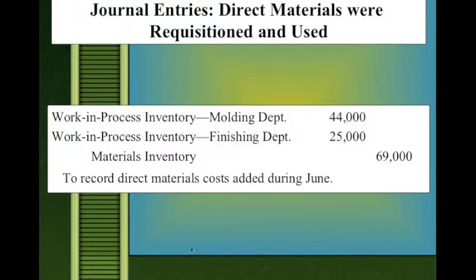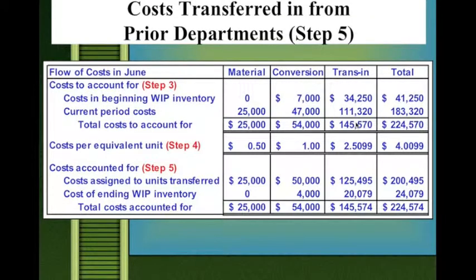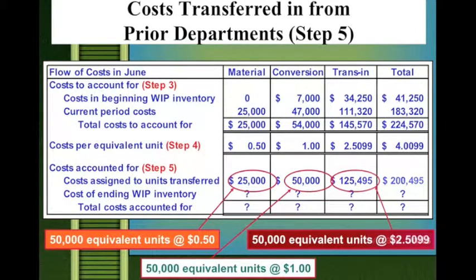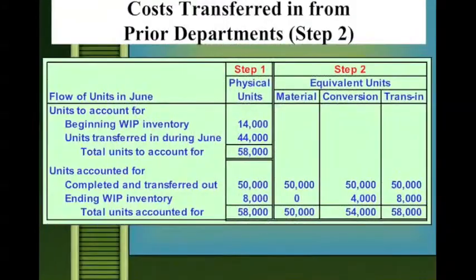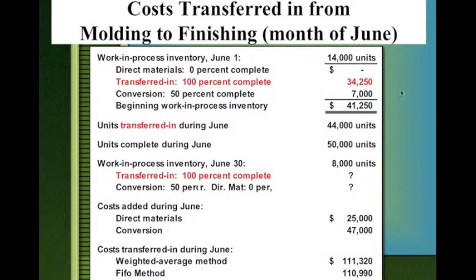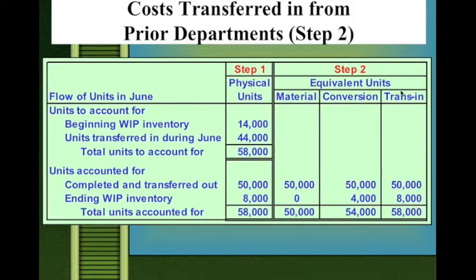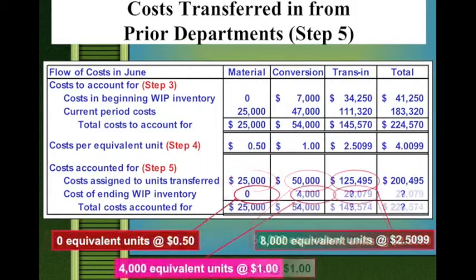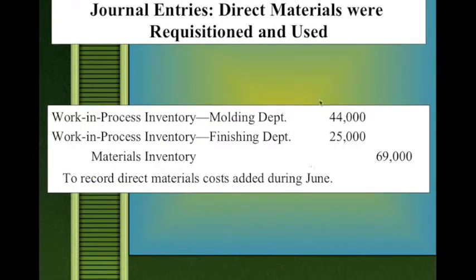So looking now at the journal entries, we can see how this works out. With a WIP inventory molding department, we're putting 44,000. And let's see where that comes from. 44,000 units. So let's see here. That translates to 44,000 and 25,000. Total charge to inventory was 69.